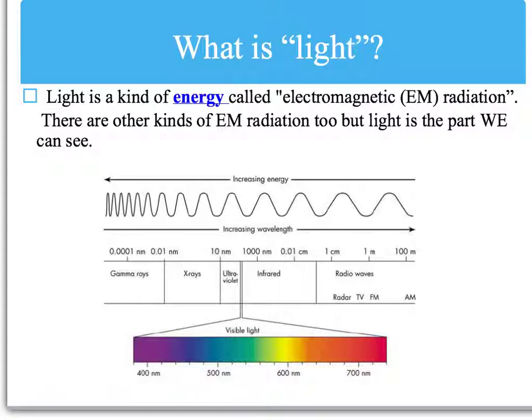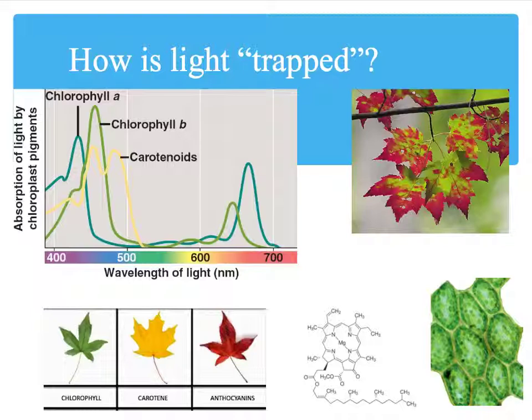Just to clarify, light is a type of energy which we can see. It's called electromagnetic radiation, and it's pretty much harmless unless you are exposed to it for a long period of time. If you are, you can get sunburned. Plants are able to trap this light energy by the use of chlorophyll and other pigments found inside their leaves.